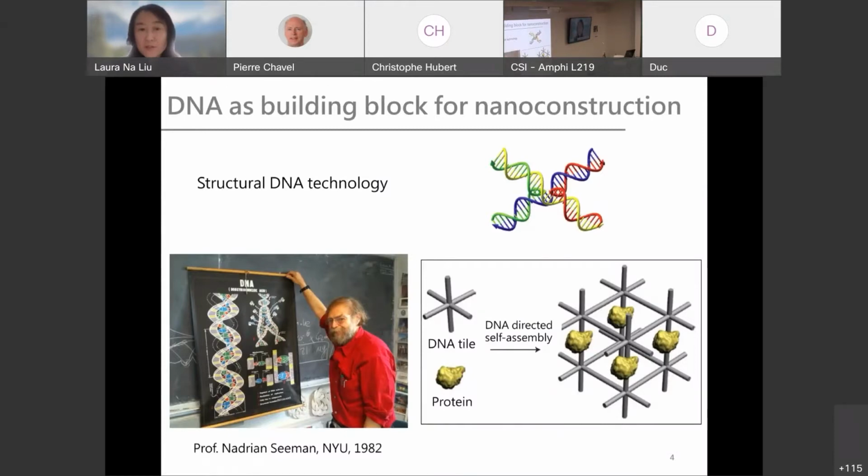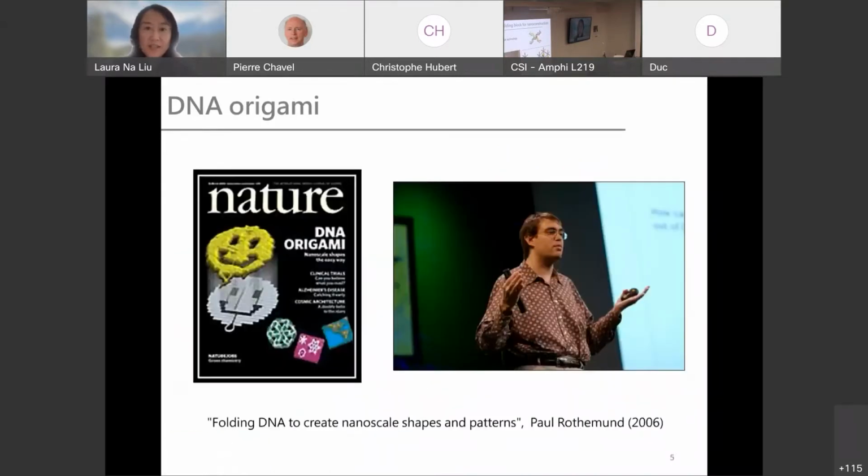After several decades, this field has become much richer. One of the breakthroughs came with the idea from Paul Rothemund, who works at Caltech. In 2006, he came up with the idea called DNA origami. The basic concept is to fold DNA to create nanoscale shapes and patterns. I will show you an animation in the following to give you the impression of how DNA strands can be organized to form really arbitrary 2D and 3-dimensional structures.